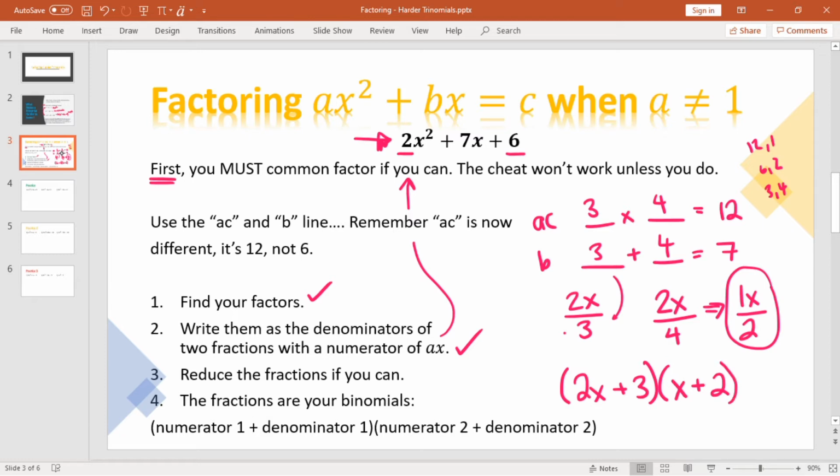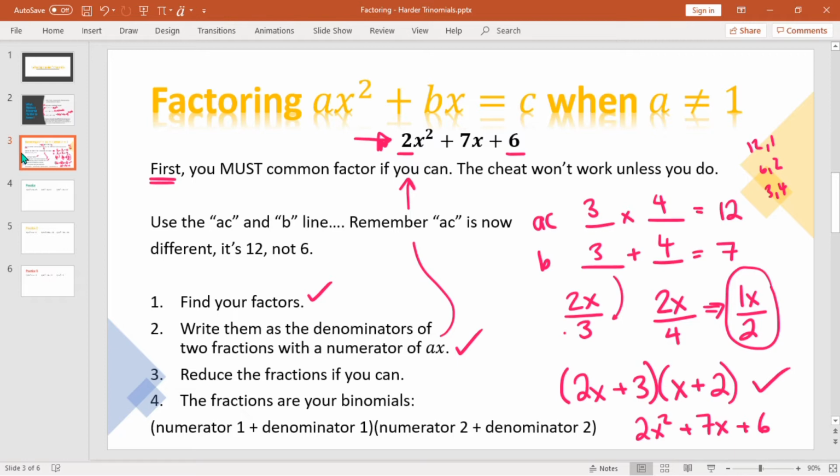Now, last step, check your answer. So use FOIL to go back. 2x times x is 2x squared. Outside is 4x, inside is 3x, plus 7x. And last is 2 times 3, which is 6. So we know that's correct.